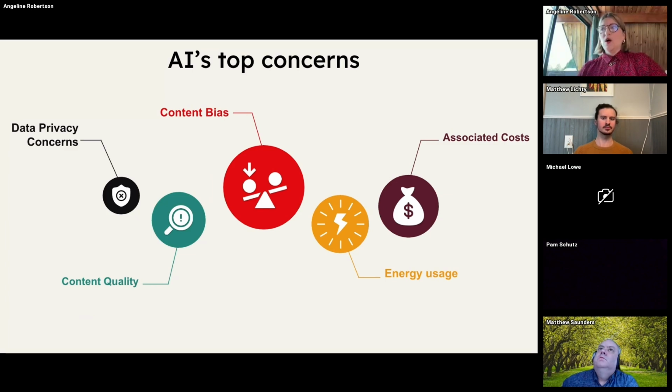In terms of content quality and content bias, Matthew will speak to that in more detail when he talks about the tool. In energy usage, we're really looking at which large language models commit to green energy. Right now, the best that we've seen is Claude by Anthropic, but we hope that this is something we've seen with DeepSeek, that potentially future AI tools would be able to be a lot less energy intensive. And I'll talk a little bit more about how we dealt with associated costs.